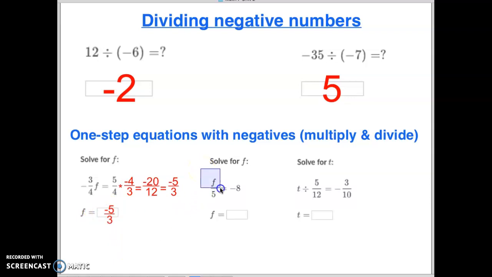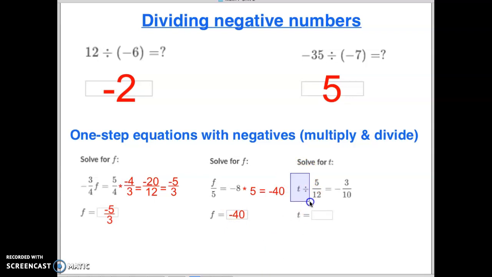You'll notice that F is being divided by 5. What's the opposite of divide by 5? Hopefully you all said in your brain right there, multiply by 5. So we're simply going to multiply both sides by 5. The 5's on this side would cancel. And over here, negative 8 times 5 is negative 40. And there's our answer. Last one.